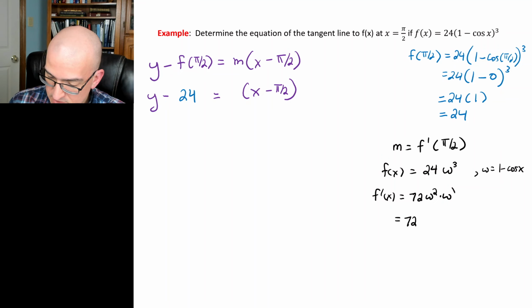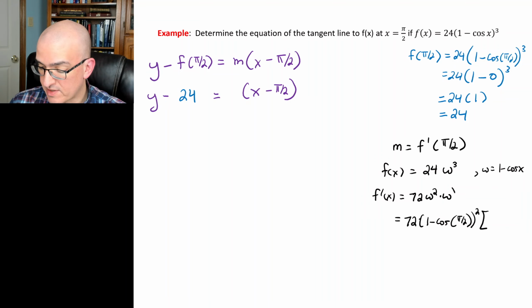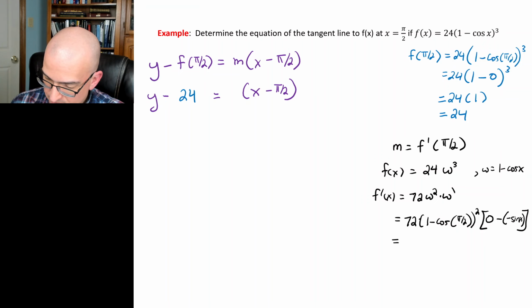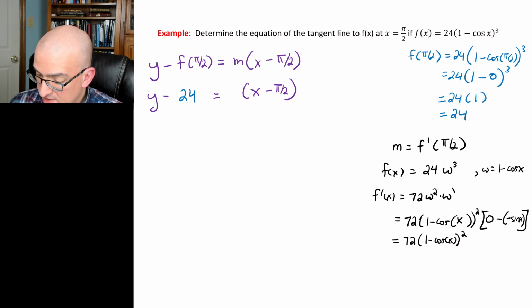So 72 times 1 minus the cos of x, all squared, multiplied by the derivative of 1 minus the cosine of x. Derivative of 1 is 0. Derivative of cosine of x is negative sine of x, so I have negative sine of x. Oh, I don't put the pi over 2 in yet. I'm getting ahead of myself. This is still x. We haven't evaluated it. We're going to evaluate it later. So 72, 1 minus cos of x all squared. Negative becomes positive sine of x.